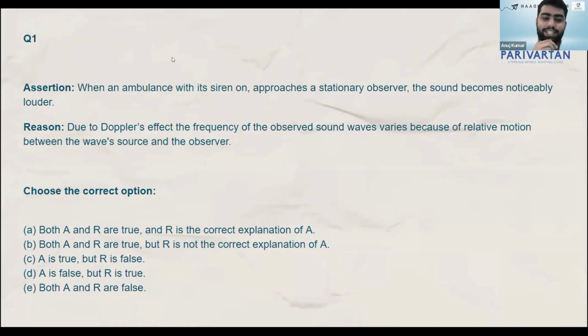So the answer to this question is B, which is reason is not a correct explanation of A. Because in the assertion, we are talking about loudness, and the Doppler effect only talks about what changes occur in the frequency and the wavelength when a relative motion is there between the observer and the source. So it is about loudness, so the reason does not explain the assertion.